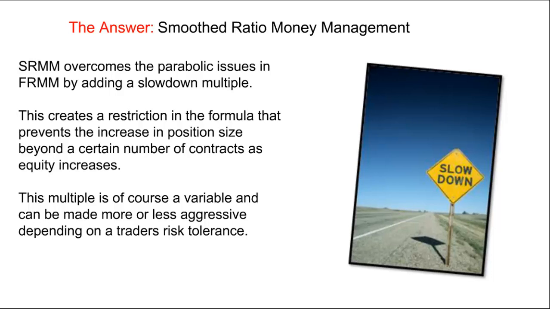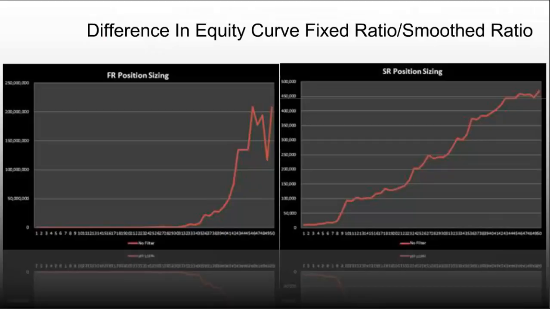And what it does is it smooths out the equity curve and it creates something else. This is the same set of data, okay? The same data. The difference is that this one went from about $0 to about $200 million, and this one went from $0 or $10,000 to about $400,000 over the same period of time.